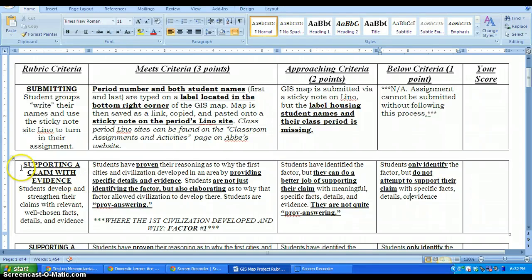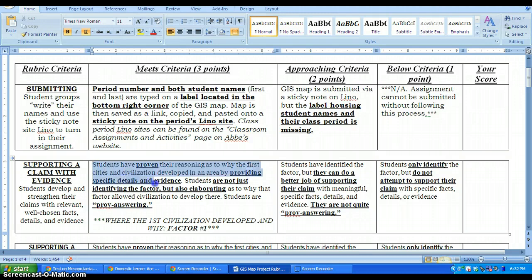So the first criteria is just supporting your factor or your claim with evidence. You have to develop and strengthen your claims with relevant, well-chosen facts, details, and evidence. Basically, it's a fancy way of saying, have you used evidence for your answers? We spent a whole day last week on what I call prevancering. There's a difference between answering and proving what you know, showcasing exactly what you know, kind of being real cocky about what you know. So that's what I would like you to do: give me five factors explaining where the first civilization developed.